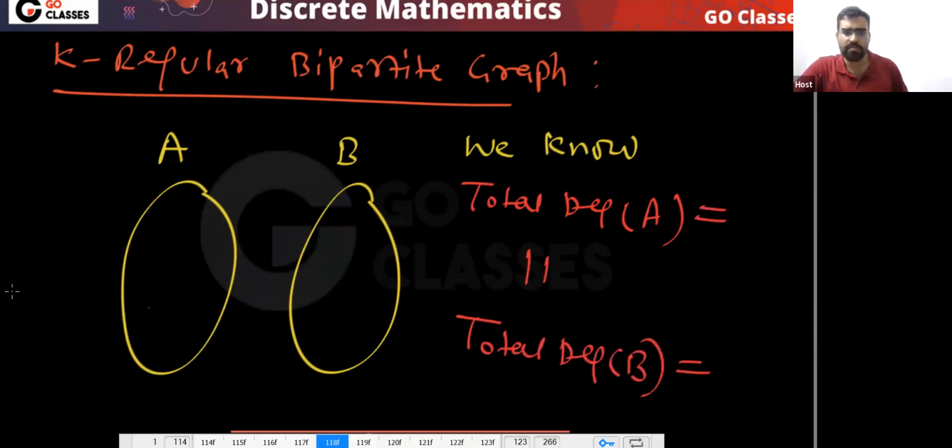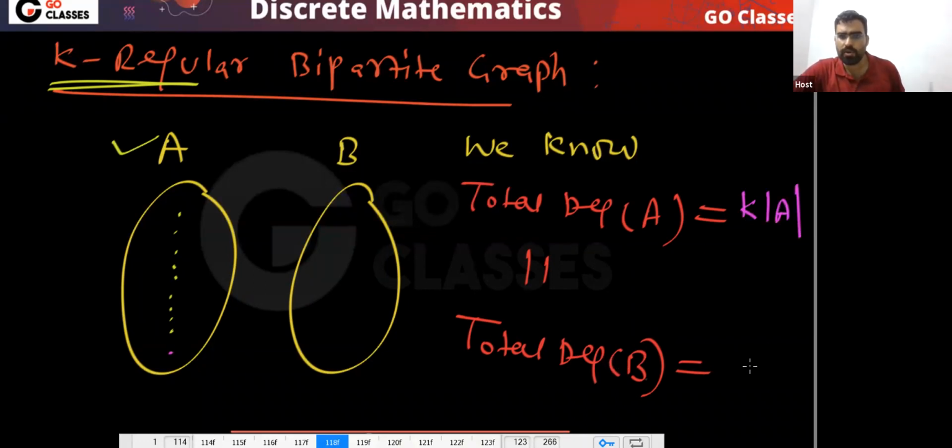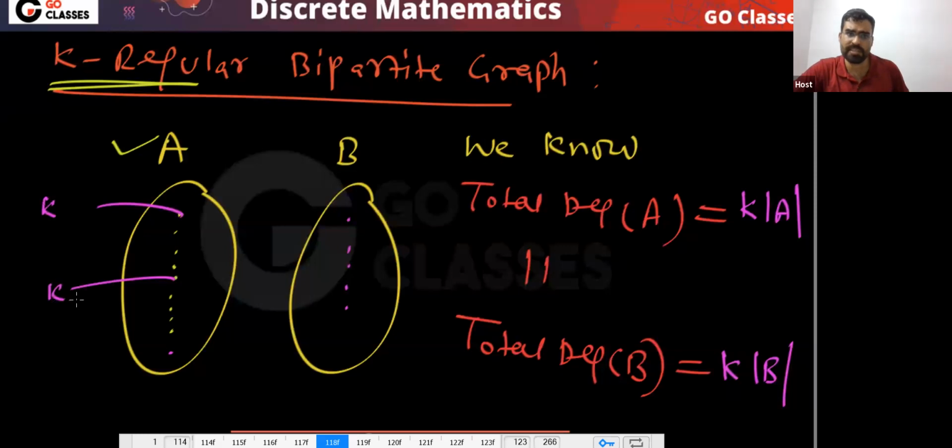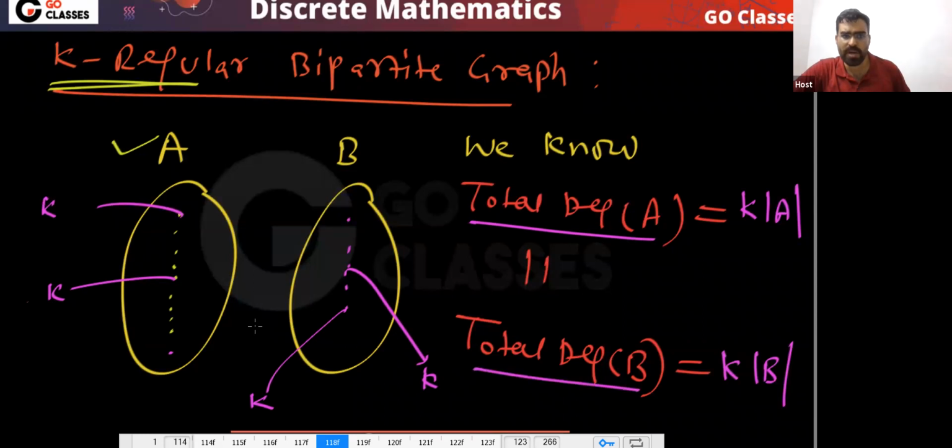But this is K regular, so every vertex has degree K. So what is total degree of this part? The total degree of this part will be K into number of vertices here, because every vertex has degree K. So I can say total degree of part A will be K into number of vertices in part A. Total degree of part B will be K into number of vertices in part B.